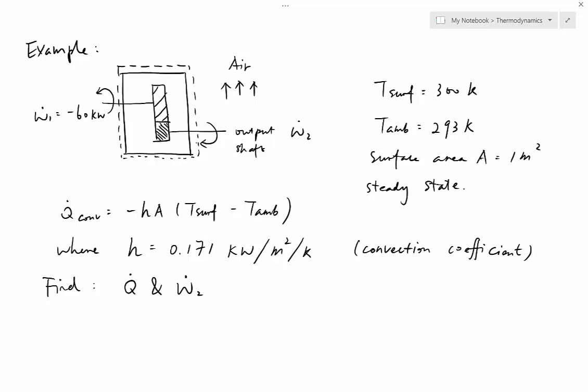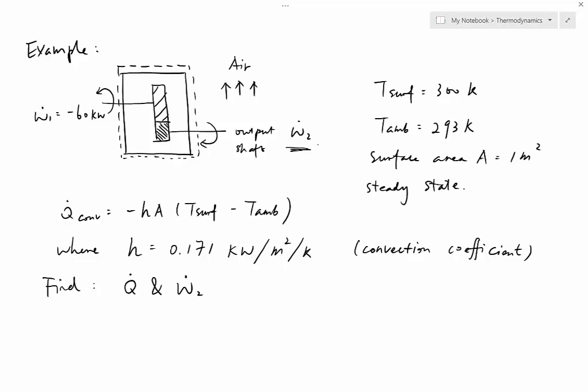And then W dot 2. W dot 2 is the work coming out of the gearbox. What should be W dot 2? Should it be a positive number or should it be a negative number? W dot 2 comes out of my system. So that means my system generates W dot 2. So W dot 2 must be a positive number.